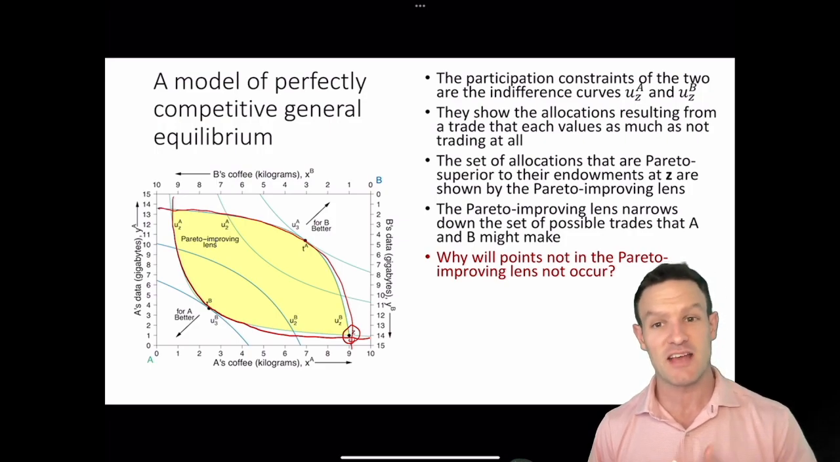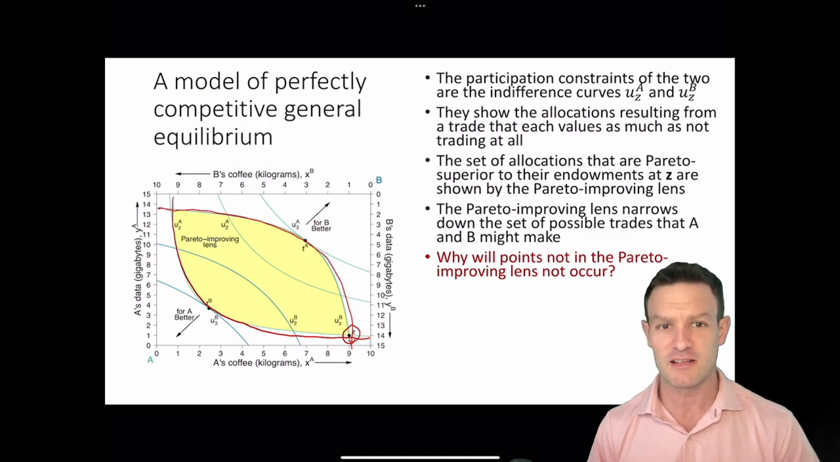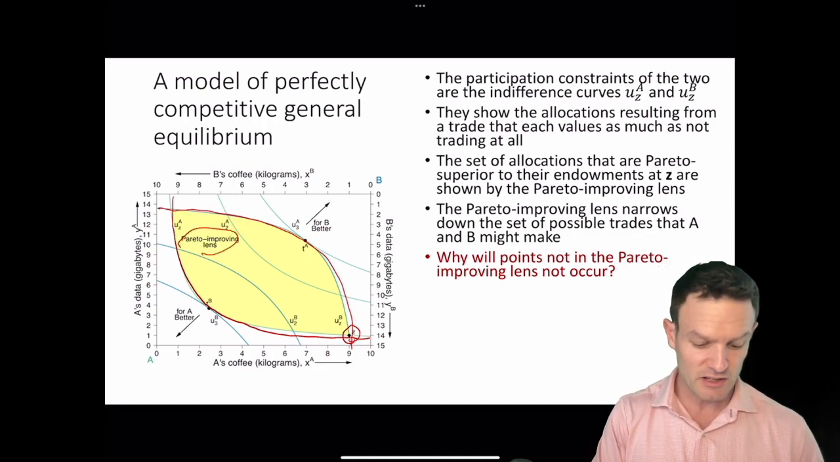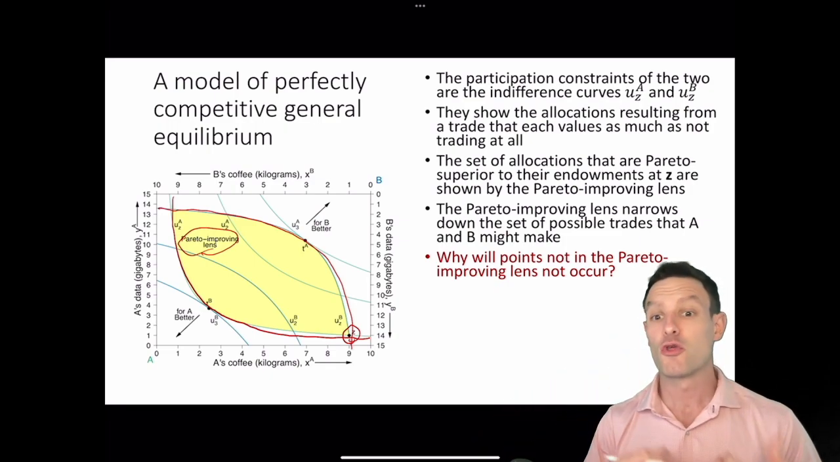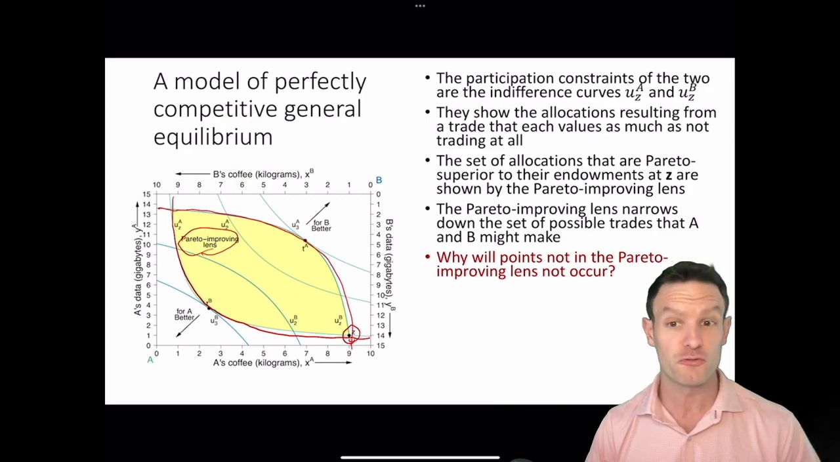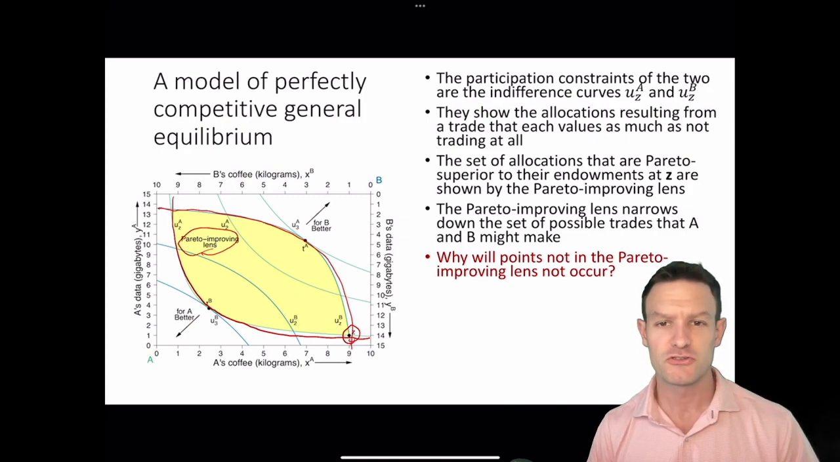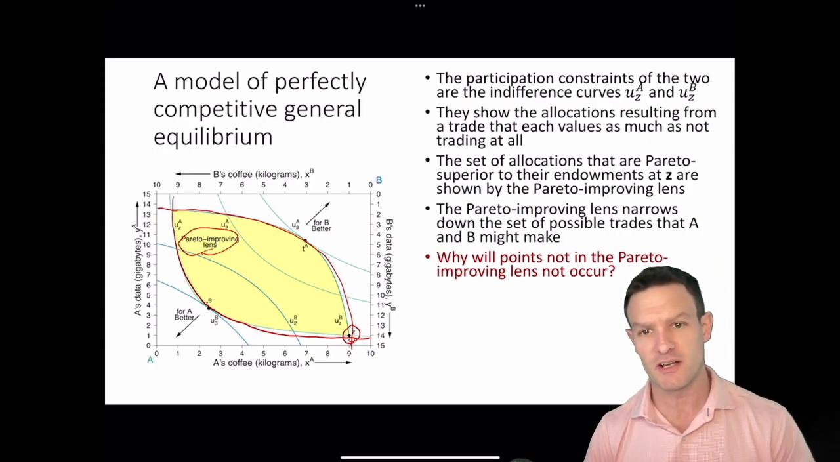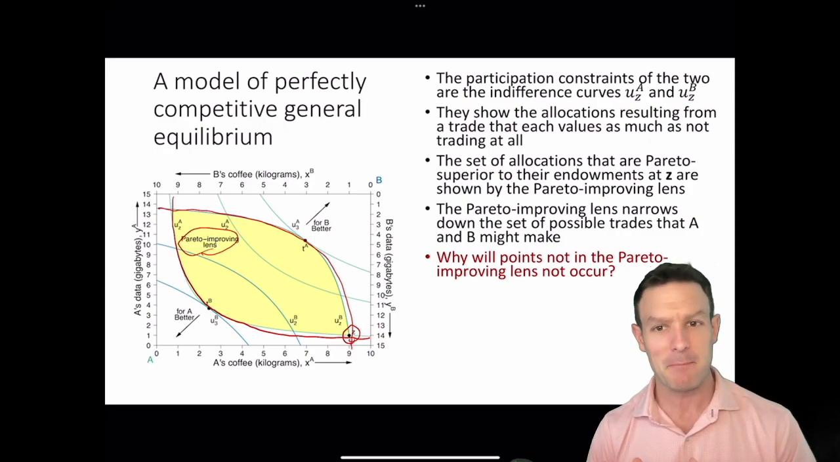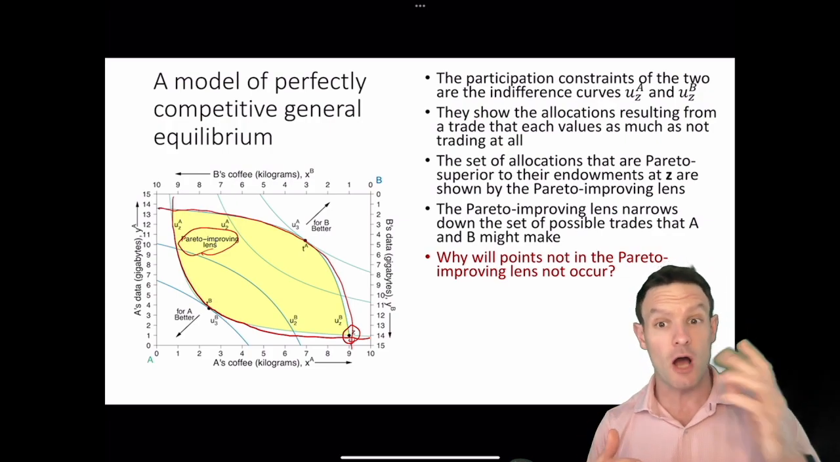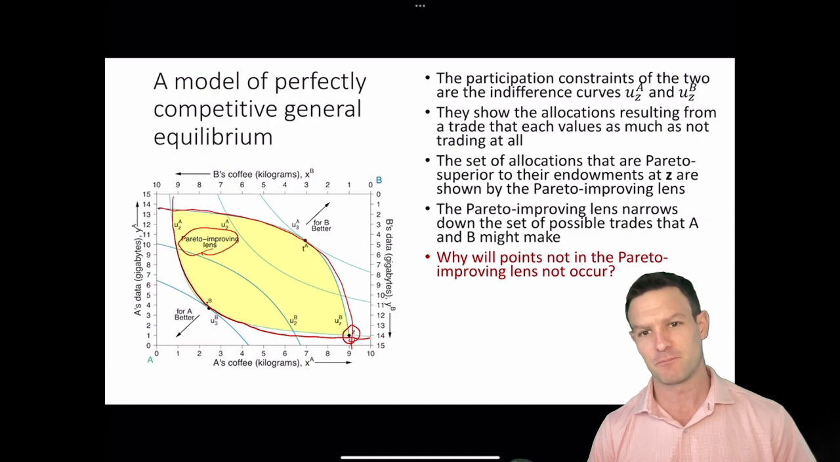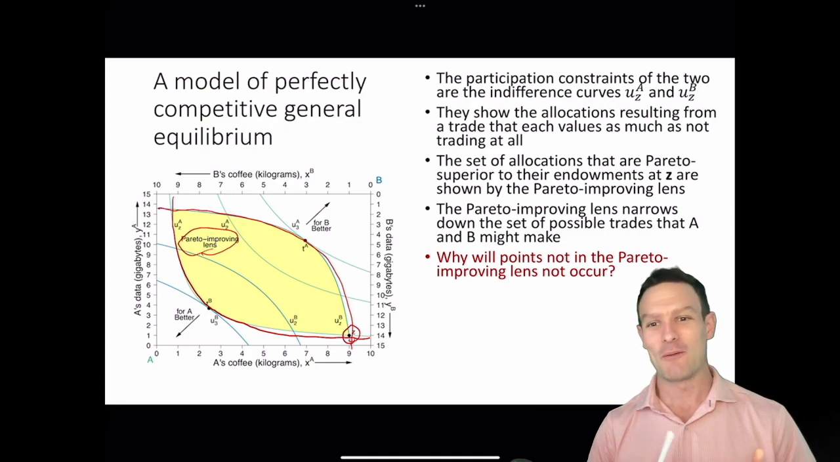So the set of allocations that are Pareto superior to their endowments at Z are shown by the Pareto improving lens. So this yellow lens, which is encompassed by those two participation constraints, contains all the allocations that are Pareto improvements over point Z. So the Pareto improving lens narrows down the set of possible trades that Adamo and Beatriz might make. So the question we can then ask ourselves is, why will points not in the Pareto improving lens occur? Or why will they not occur?